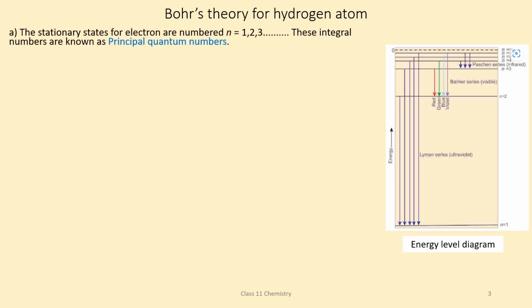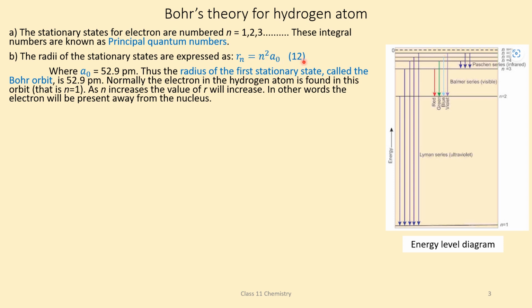According to Bohr, the stationary states of electrons are numbered n equals 1, 2, 3, etc. These integral numbers are known as principal quantum numbers. Please note principal quantum numbers. Next point. The radii of stationary states are expressed as rn is equal to n square into a naught.